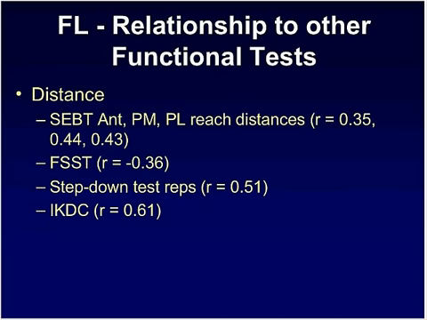For forward lunge, when we looked at the distance, it correlated to the Star Excursion test in all 3 directions with low to moderate correlations, which we would expect because they're similar tasks. And FSST, again, there was a mid-range correlation, and negative, again, better distance versus a slower time, so we'd expect that correlation to be negative.